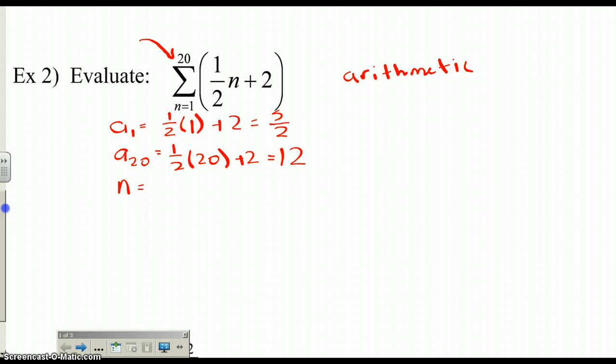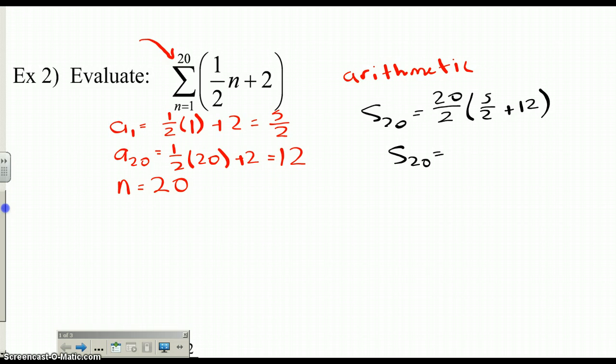So I have my first term, my last term, and the number of terms. I'm going to take the top number, subtract the bottom number, so 20 minus 19, and then add 1, which gives me 20. So now I can plug it into the formula. S sub 20, so the sum of those 20 numbers, 20 over 2, add 5 halves plus 12. If you add all those up and do the calculation, you get 145.